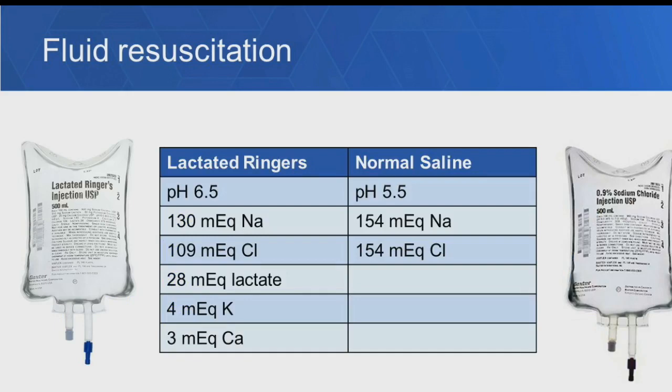So multiple studies have compared lactated ringer and normal saline. And the key difference is lactated ringer has lactate in it, which gets converted to bicarbonate in the liver and is thought to help acidosis in the setting of acute pancreatitis. And normal saline has a high amount of chloride. So this can result in hyperchloremic acidosis when given in large quantities.